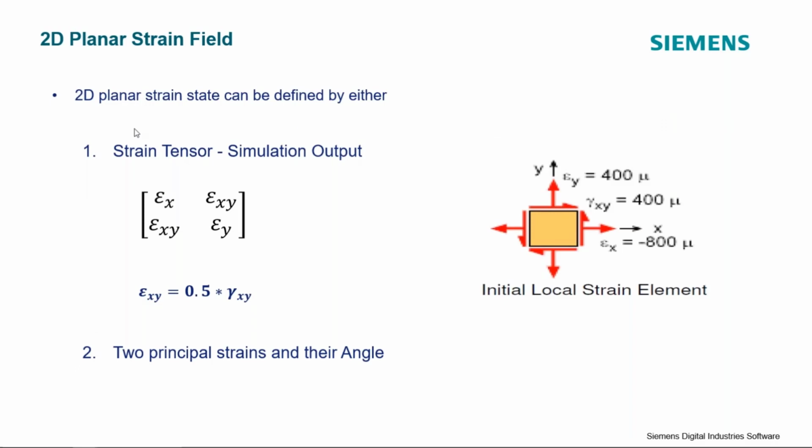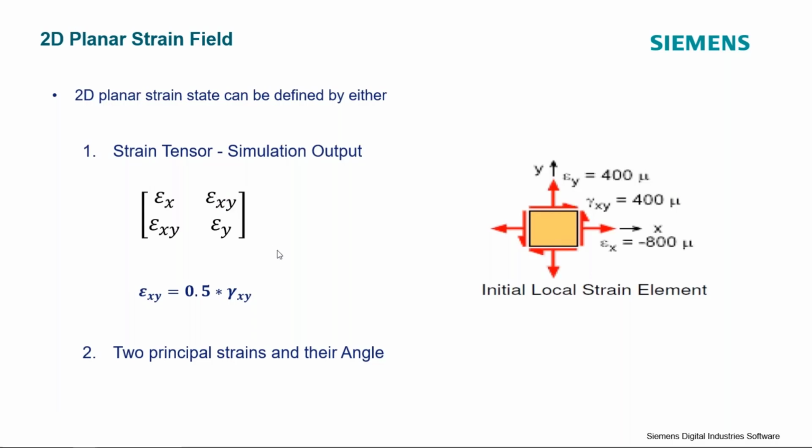So with a strain gauge rosette, we can determine the planar strain field that our device under test is experiencing at that particular point, at the point where the strain gauge is installed. Now this strain field or this strain tensor is commonly seen in simulation. We have two normal strains, epsilon x and epsilon y. You can also see it on this image here where we've got epsilon x in this direction, epsilon y in this direction.